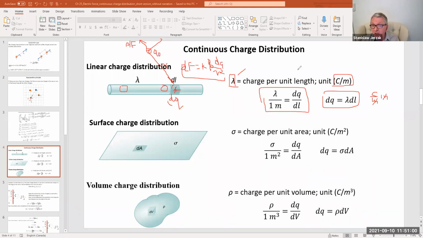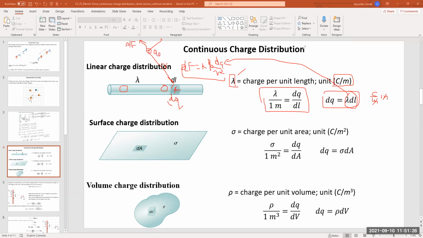But you are right, that was your comment. Instead of dq, you would substitute lambda times dl. Here you would make that substitution, and then you will see on the future slides, because we will be doing quite a few examples with continuous charge distribution, and you will progress now and deal with appropriate variables. But yes, you are right, dq you would replace by lambda dl. Okay, thank you. You're welcome. Any additional questions or comments?